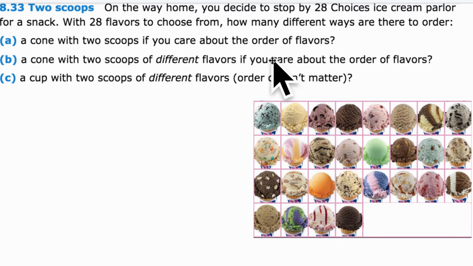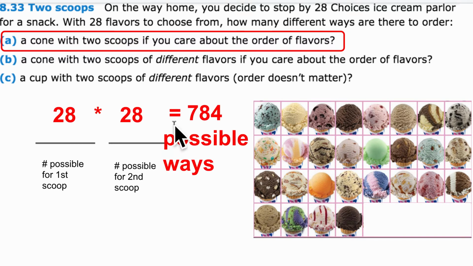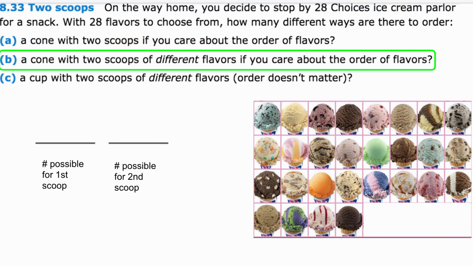It doesn't restrict. You can have the same thing. You can have mint chocolate chip, mint chocolate chip. You can have vanilla, vanilla. You can have chocolate, chocolate. And so what that means is we're going to use the multiplication counting principle. We don't have any of the restrictions. So how many possible do we have for the first scoop? How many for the second scoop? If we can repeat, we can have whatever this is twice. Orange sherbet, orange sherbet. Okay, and that would simply be 28 and 28. So 784 possible ways.